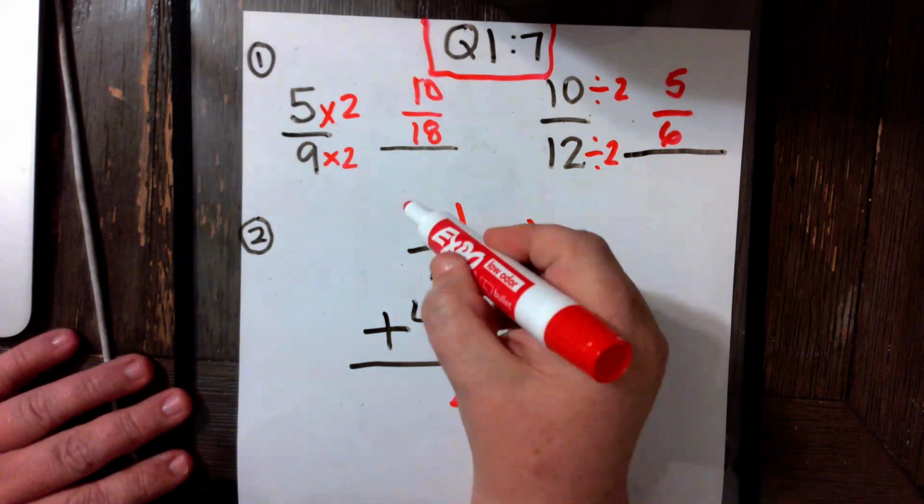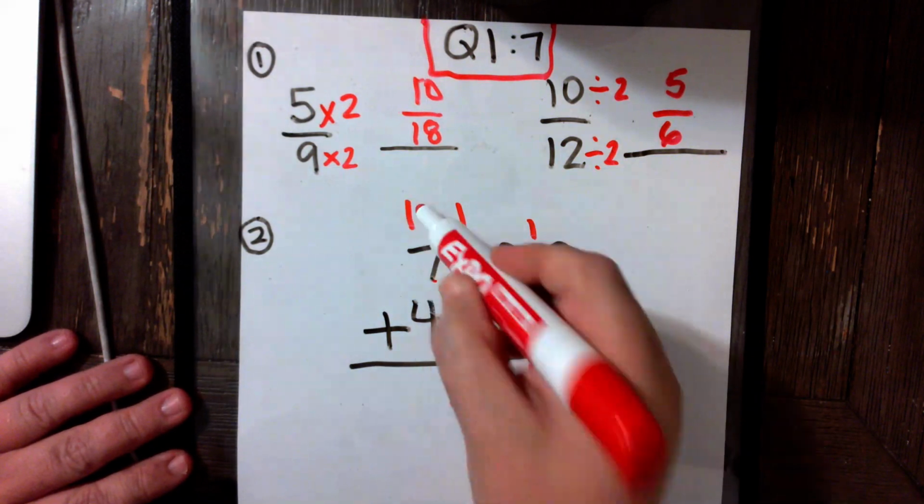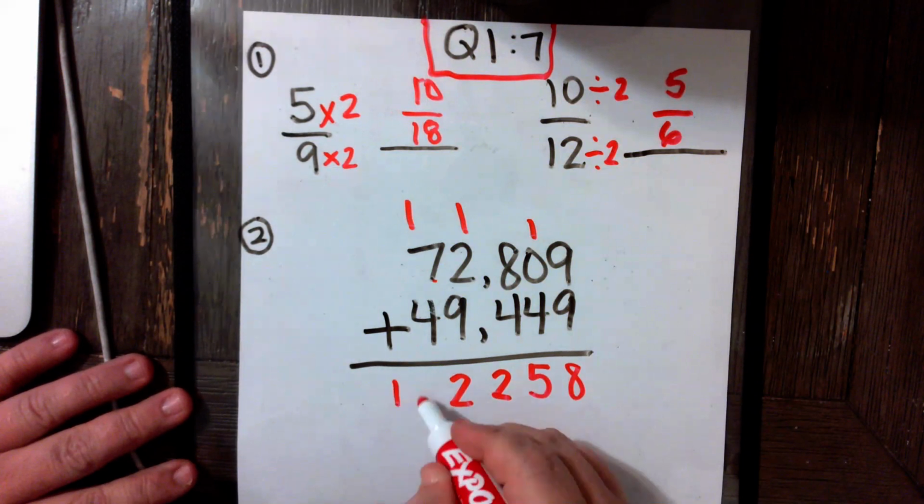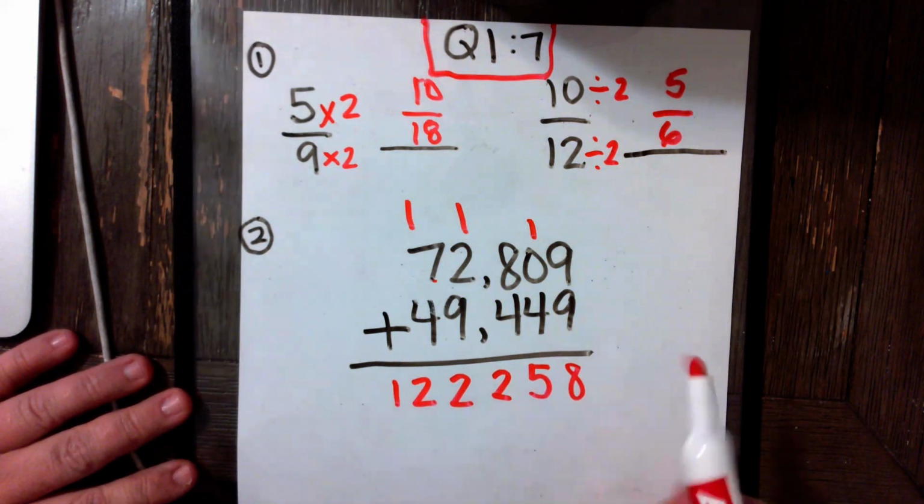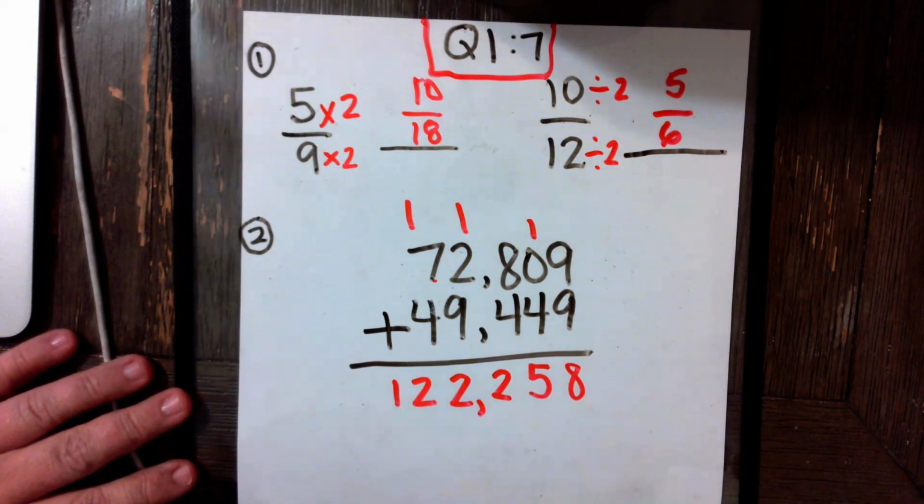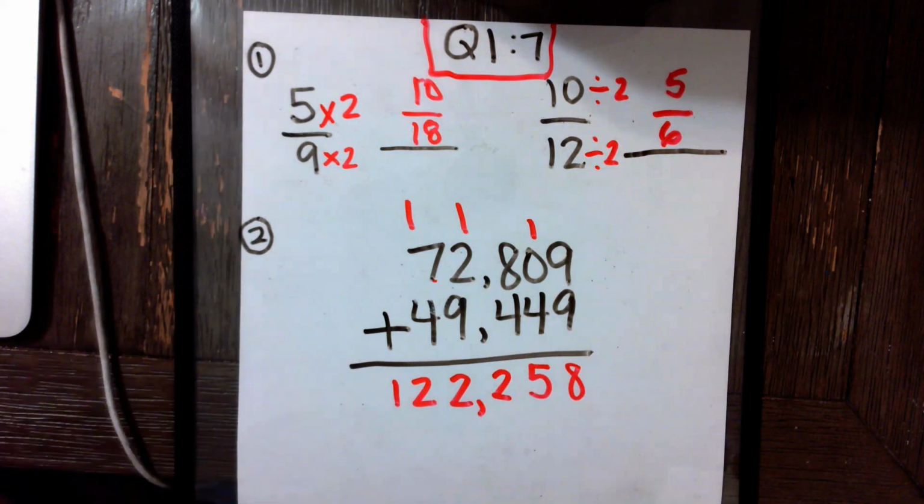Keep the 2, carry the 1. 7, 8 plus 4 more is also going to give us 12. And this is just a comma, so we don't have to worry about decimals in this one. We're just going to come over 3, put our comma, and that's the answer for number 2.